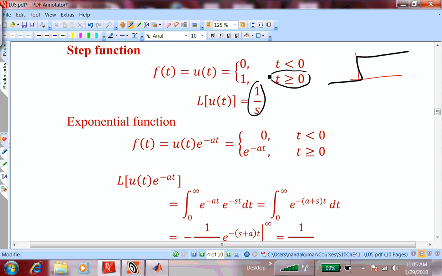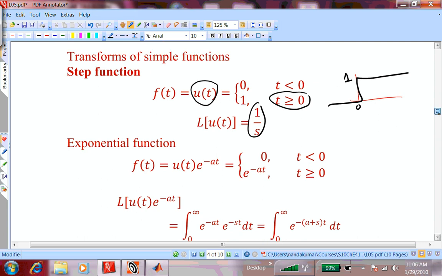So in some books you'll find this. Any other function that we are going to look at is always multiplied by this unit step function. It's called a unit step function because it goes from 0 to 1. And this function, in fact, is one of the built-in functions in MATLAB, as we will see later on. It's an extremely useful function to deal with.